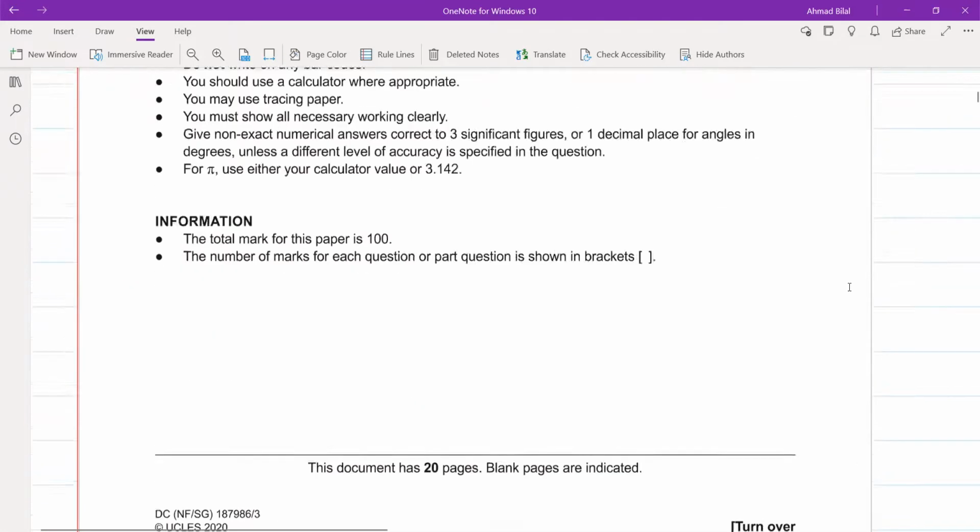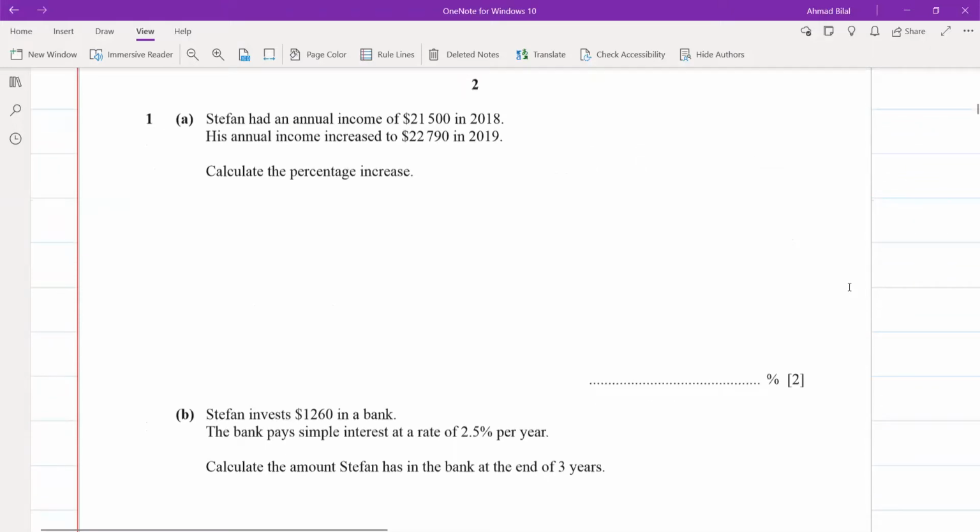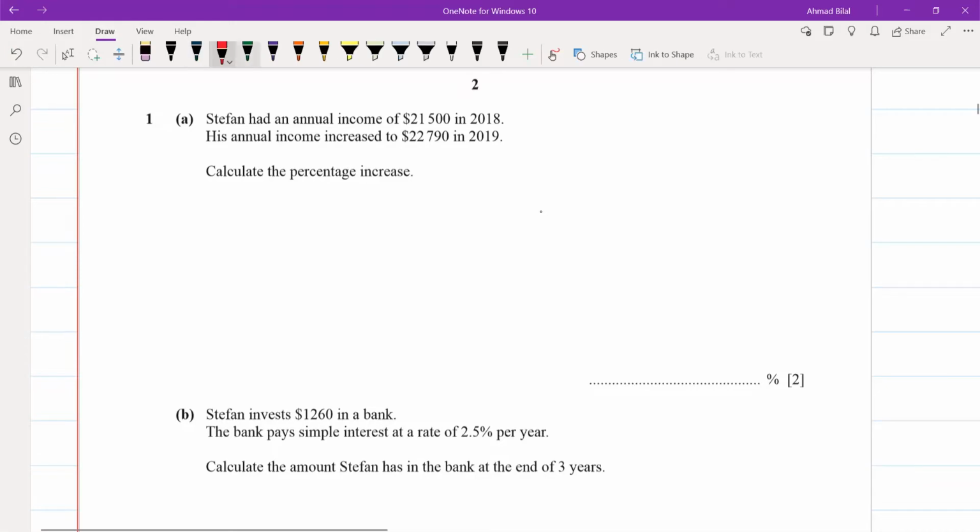So let's begin with this. So Stephen had an annual income of $21,500 in 2018. His annual income increased to 22,790 in 2019. Calculate the percentage increase. So that's a pretty standard question.